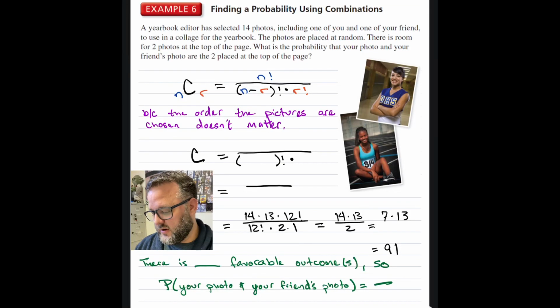Ladies and gentlemen, we are finishing up 9.4? 9.5. Wow, I'm further along than I thought. We are still talking about combinations.